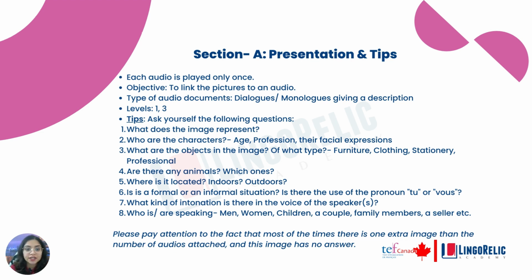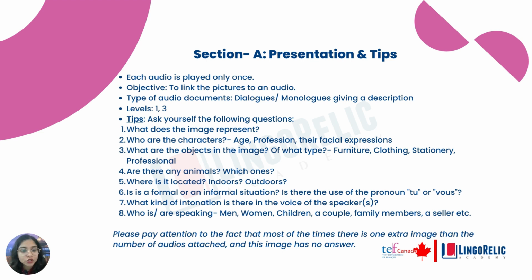Where is this located? Is it located indoors? Is it located outdoors? Then is this a formal or an informal situation? Is there the use of the pronoun tu or vous also? Then what kind of intonation is there in the voice of the speaker or the speakers? And who is or who are speaking? Is it men, women, children, a couple, family members, a seller, etc.?